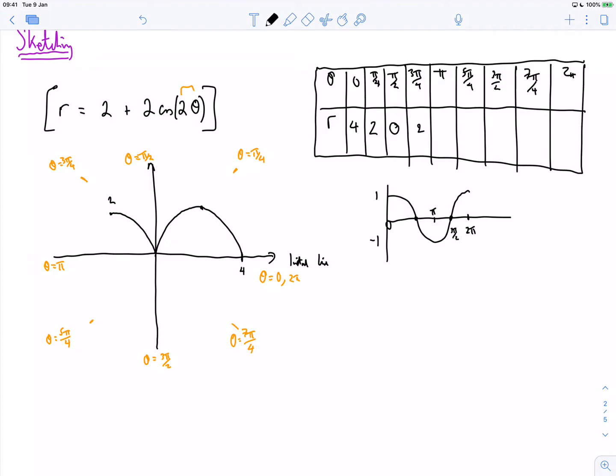So that's a 2, and then when it's pi, well, that's going to be 4, because cosine of 2 pi is 1, and 2 plus 2 is 4, so it's going to be back out here at 4 again.